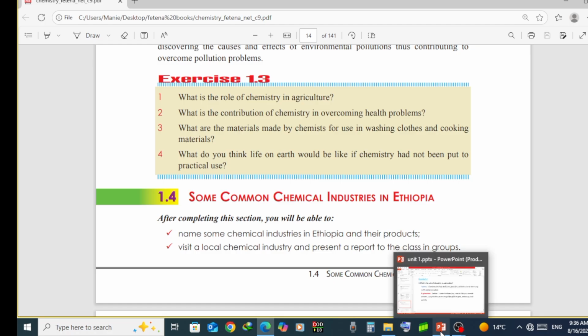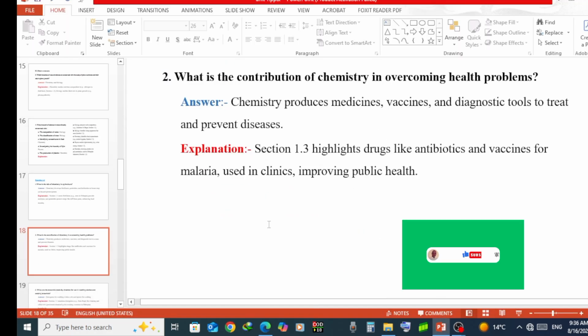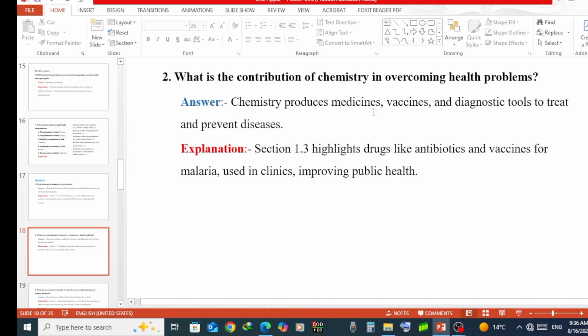What is the contribution of chemistry in overcoming health problems can be answered this way. Chemistry produces medicines, vaccines, and diagnostic tools to treat and prevent diseases.